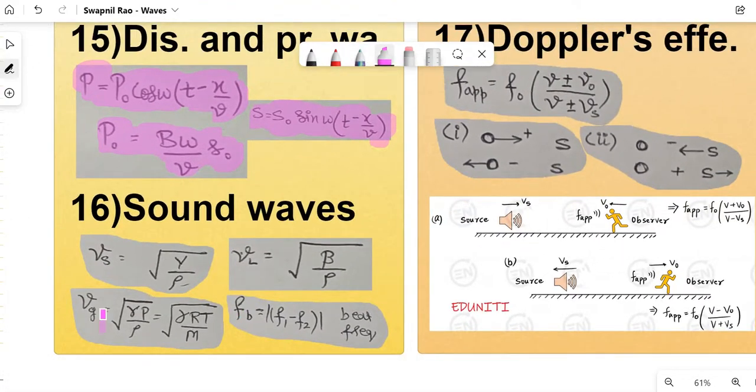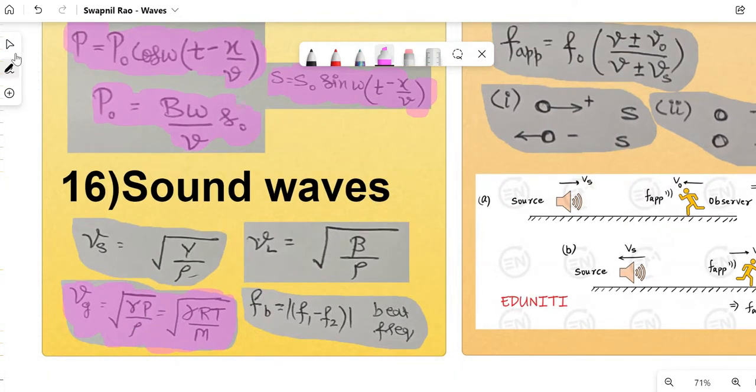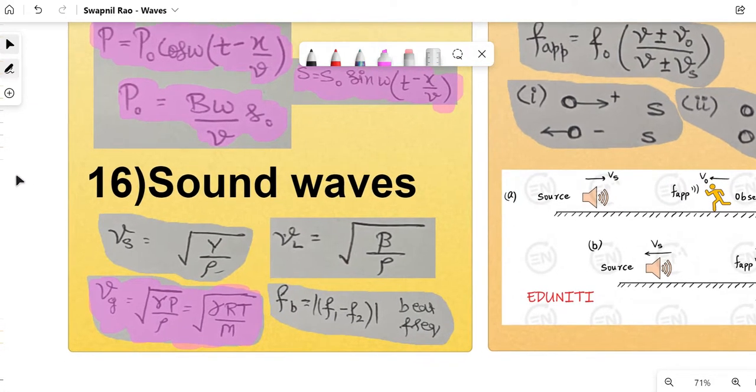Over here, the very first thing that I'll be doing is highlighting the formula for Vg. The reason why I didn't write this under root gamma P by rho is because it is a huge term and it can also be written in another fashion. So instead of writing this entire thing, I just wrote Vg. But for a string, it is just one formula, under root T by mu, so it's easy. So instead of writing Vstr, I just wrote the entire formula itself.